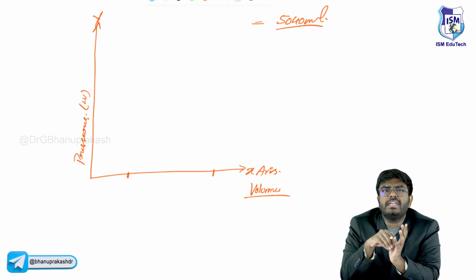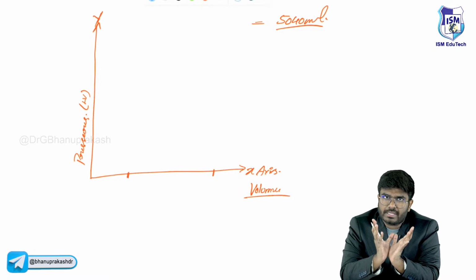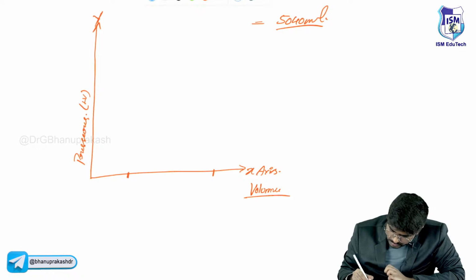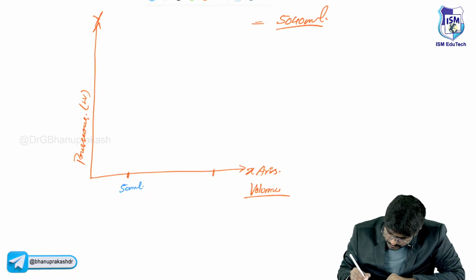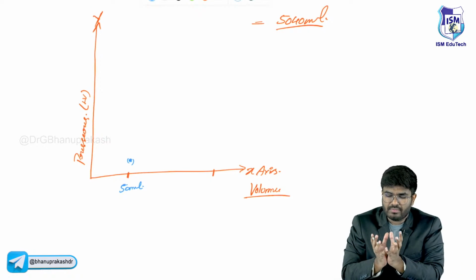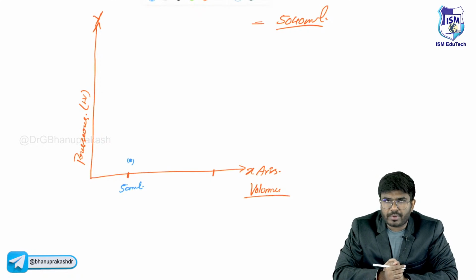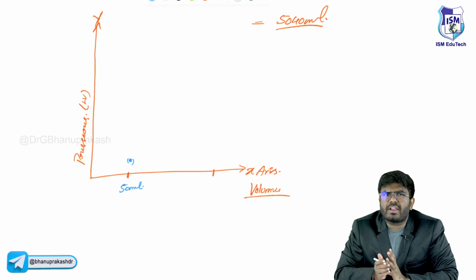Initially 50 ml will be there. Okay, 50 ml will be there. So here, this is 50 ml. Now this much amount of blood is there, 50 ml. The ventricle is like this. And how much is the ventricular pressure? Usually ventricular pressure is somewhere around 5 mm Hg.